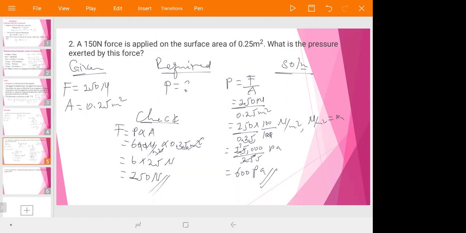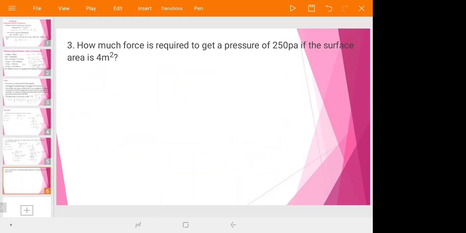Okay, if you don't have a question, let us proceed to question number 3. How much force is required to get a pressure of 250 Pascal if the surface area is 4 meter square? How much force is required? Find this one. 1000 Newton.